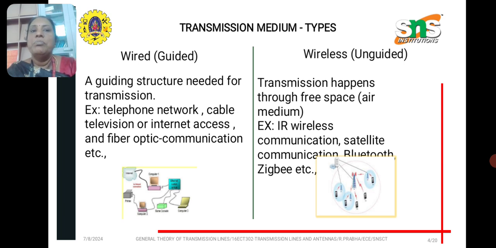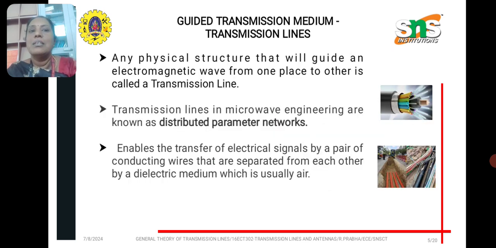In a wired medium, a guiding structure is needed for transmission. Examples are telephone network, cable television or internet access, and fiber optic communication, etc. In wireless transmission, transmission happens through free space. Examples are IR wireless communication, satellite communication, Bluetooth, Zigbee, etc.